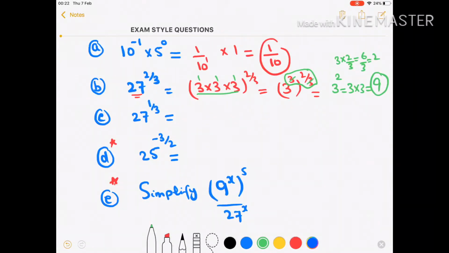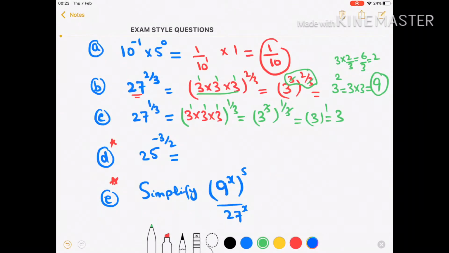Next question, 27 to the power 1 by 3. Again, break it into 3 times 3 times 3, and the power is 1 by 3. When the bases are the same and you multiply, you have to add the powers, so 3 to the power 3, and another power is 1 by 3. Then rule number 3: when raising one power to another, you have to multiply them. So 3 times 1 by 3 will cancel, 3 to the power 1 will come, and the answer is 3.